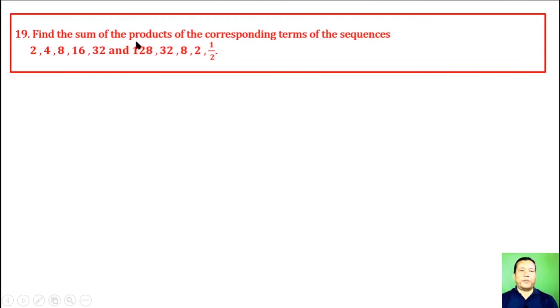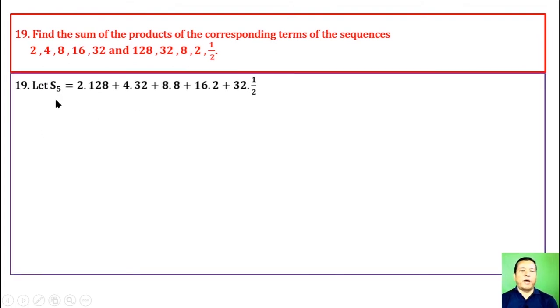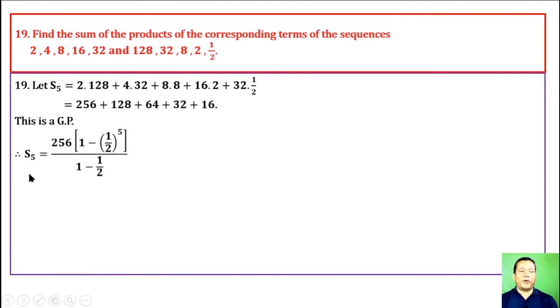Question 19. Find the sum of the products of the corresponding terms of the sequences this and this. Let S5 equal to 2 into 128 plus 4 into 32 plus 8 into 8 plus 16 into 2 plus 32 into half, whose value is this. This is a GP. Therefore, S5 is, first term is 256, common ratio is half. Cancelling, we get this. Therefore, S5 is 492.